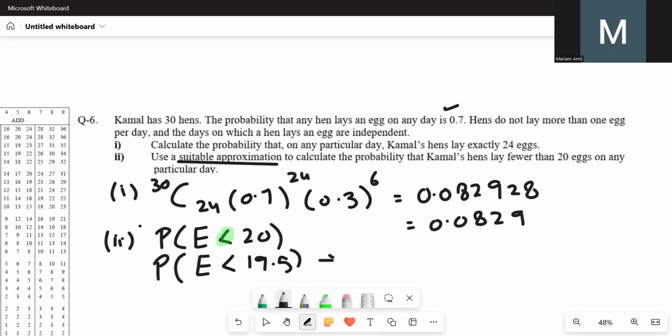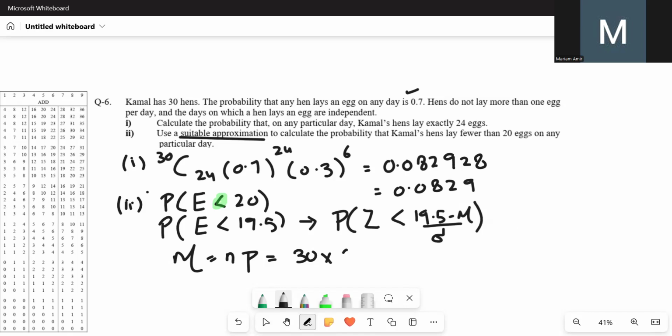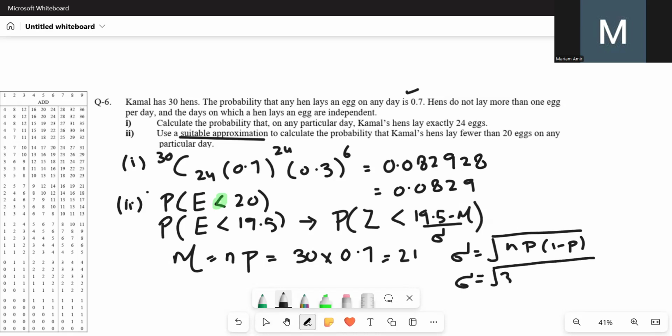So now we apply standardization by subtracting mean and dividing the standard deviation. So now this becomes Z less than (19.5 minus mu) upon sigma. Mean in binomial distribution is equal to n times p. n is 30 and p is 0.7, which gives us 21. And standard deviation is equal to square root of np(1 minus p), or npq. So that is 30 times 0.7 times 0.3, which gives us square root of 6.3.